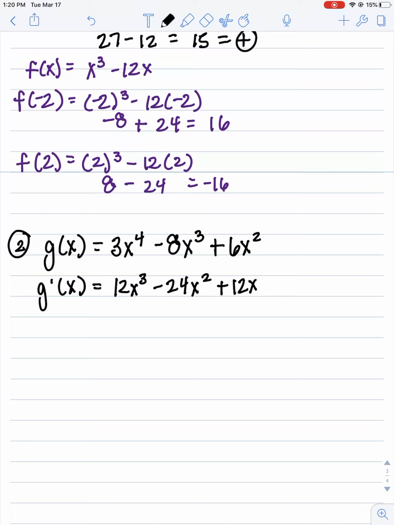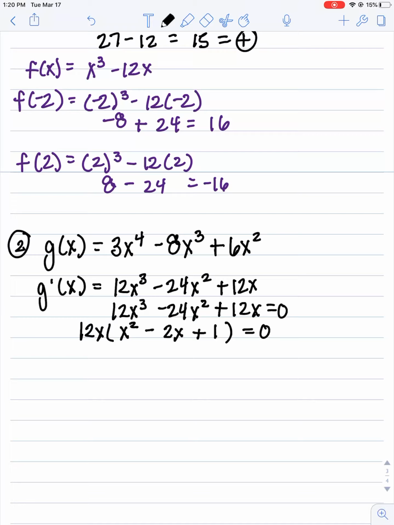That is the derivative. And now I'm going to take that first derivative and set it equal to 0. So hopefully you realize we need to pull out a GCF, and the GCF is 12x. If you divide every term by 12x, you get x squared minus 2x plus 1. And so you need to continue to factor. X times x is x squared, negative 1 times negative 1 is positive 1, and negative 1 plus negative 1 is negative 2, so I have factored correctly.